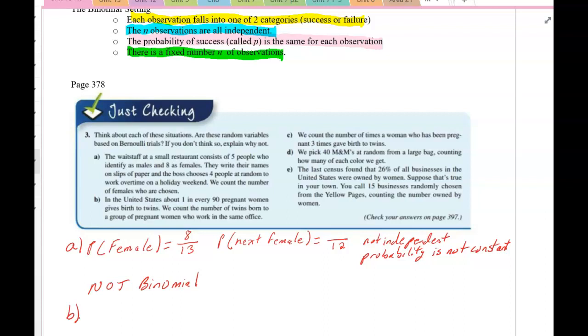It tells us in the problem, the probability is 1 out of 90, so the probability of success is always constant. And there is a fixed number of observations because we're talking about the women in the same office. So there may be 10, there may be 12, we're not sure how many women there are, but there is a fixed number. So letter B is binomial.